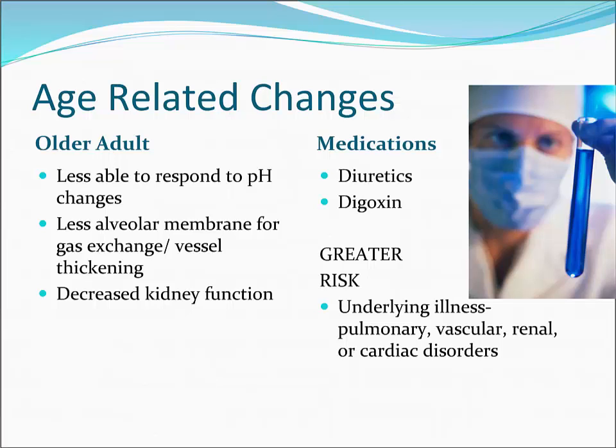If there's a decrease in kidney function, you can imagine that a lot of the regulatory systems might be affected. Medications that they're on, especially those involving fluid and electrolytes, will affect their pH. And basically, they're just at a greater risk with their underlying illnesses, whether it's any of these that are listed. So keep in mind that sometimes when they have an altered pH, they take a little longer to respond and get back into that very narrow range of normal.